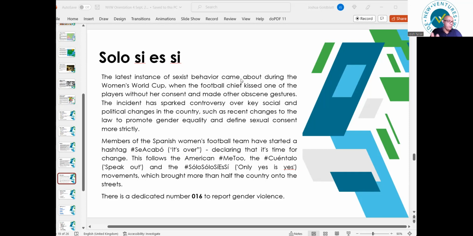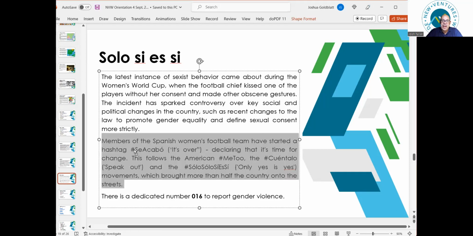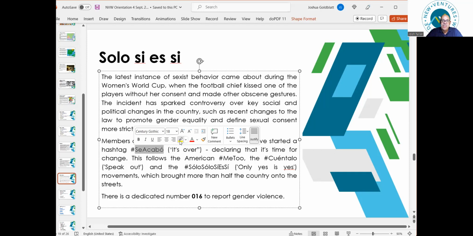And therefore, the Spanish football president has to go. There's been a lot of consequences. And in fact, we have the hashtag se acabó. It's over. Hashtag se acabó. Okay, which is down there.